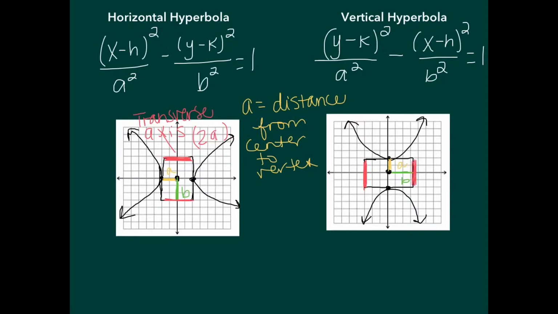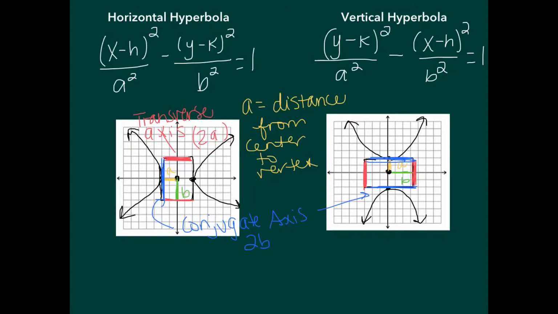Now your conjugate axis runs along here next to the vertex. That is your conjugate axis. And the length of that is 2b, because this is b, and this is another b, so together that's 2b. And here's your conjugate axis on a vertical hyperbola. So you've got a transverse axis and a conjugate axis, and you find them with your a and your b.